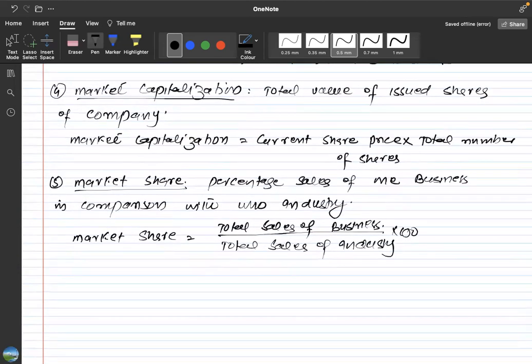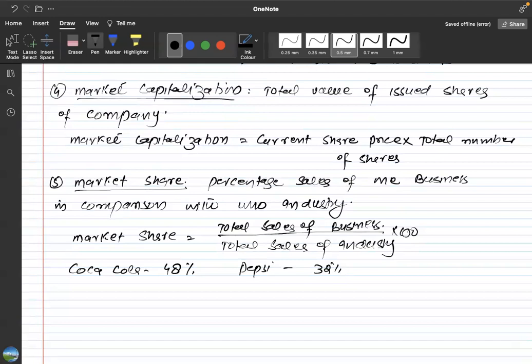So when we say that Coca-Cola has a market share of 48%, for example, it would mean that whatever soft drinks are being sold in the industry daily, 48% of those are being sold by Coca-Cola. This gives them a larger market share as compared to Pepsi. For example, I'm saying Pepsi is operating at 32%. So Coca-Cola will be considered a larger business as compared to Pepsi because Coca-Cola will have a larger market share and Pepsi will have a smaller market share.